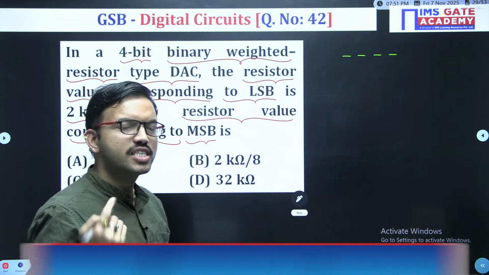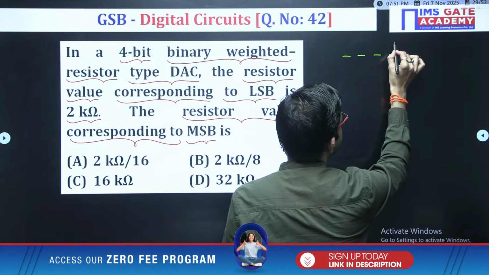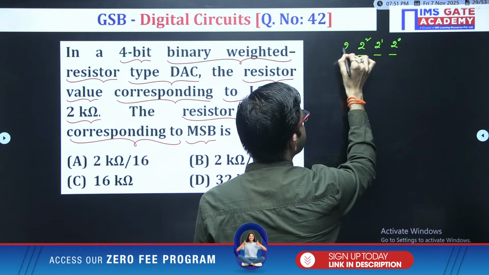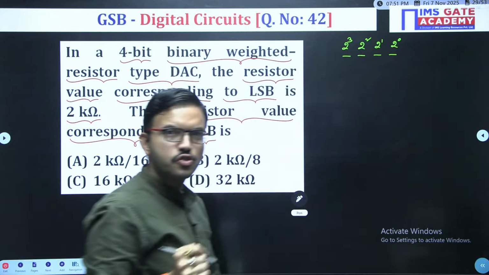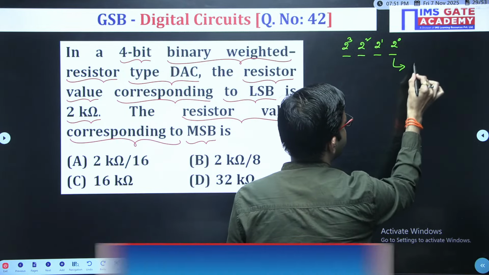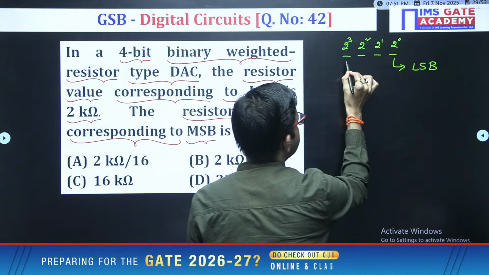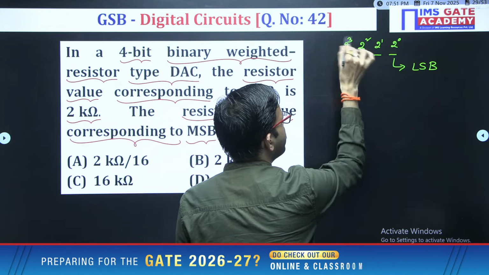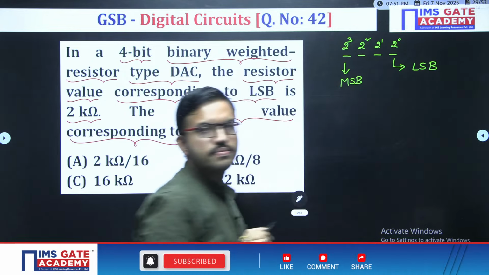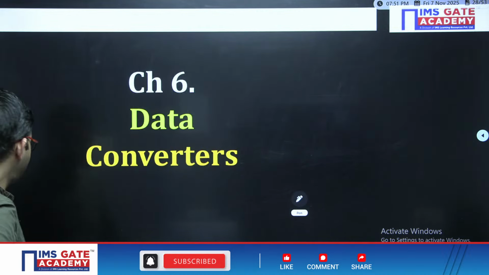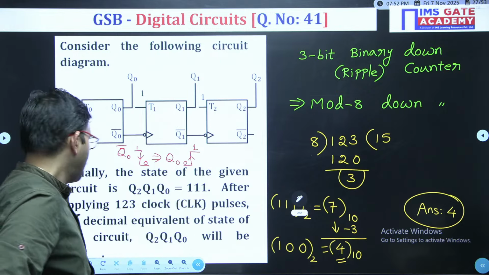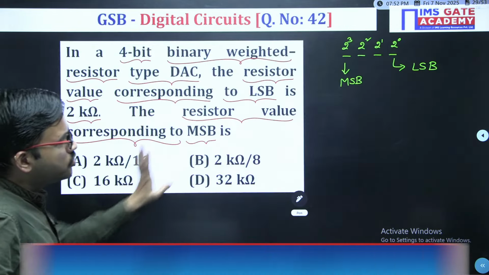With respect to the unsigned case, you know the position weights are in powers of 2, like 2 power 0, 2 power 1, 2 square, 2 cube. Just by observing position weights, this position weight has the least value, so definitely this is your LSB. This position weight has the maximum value, so this bit is nothing but MSB. As I told in the earlier question also, when you have Q2, Q1, Q0, Q2 is the MSB and Q0 is the LSB. Correct? So this understanding you know up to here.